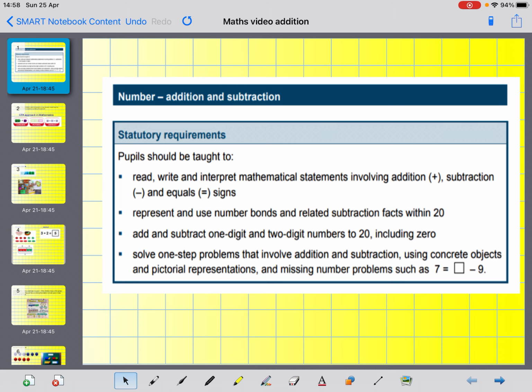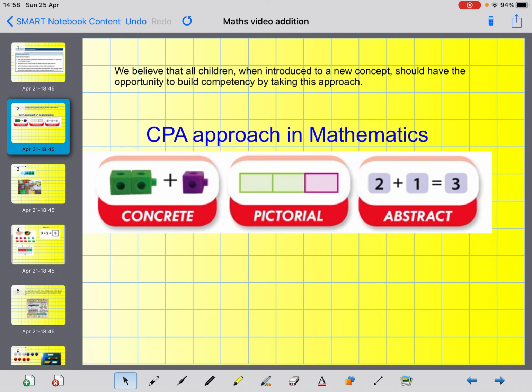So this video and the following video will be focused on these objectives, and how we approach and work with your children to make sure they are solid in this area of learning. In maths, we use the CPA approach, and we believe that all children, when introduced to a new concept, should have the opportunity to build competency by taking this approach.